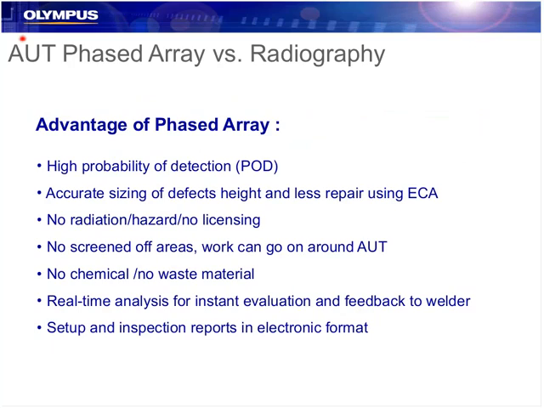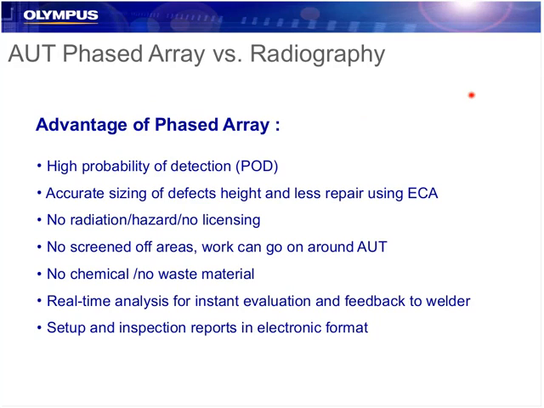Just take a little look. Often these pipelines are radiographed, so we look at phased array ultrasound as an alternative. Often there are several advantages, starting with high probability of detection. For one, ultrasound has a better probability of detection in general for lack of fusion, as well as cracks or other types of linear defects, than radiography does as a method. We get very accurate sizing of defect height, which we typically don't get in radiography. And that really causes less repair using what we call ECA, or engineering critical assessment.